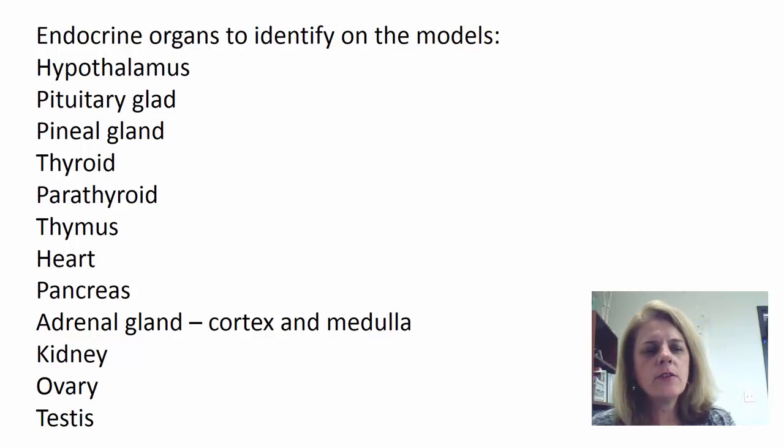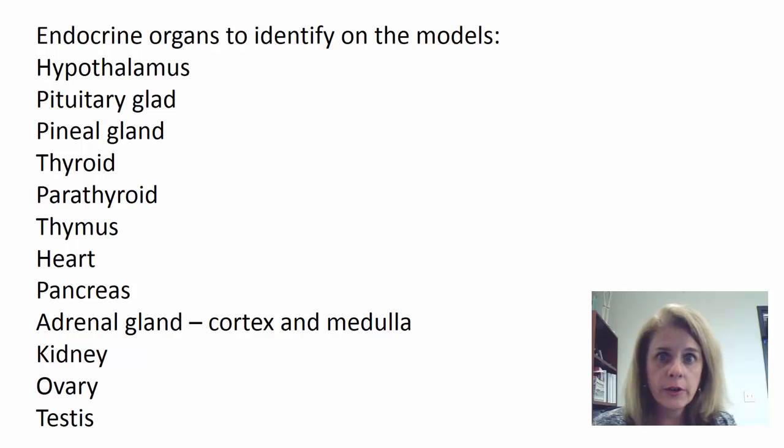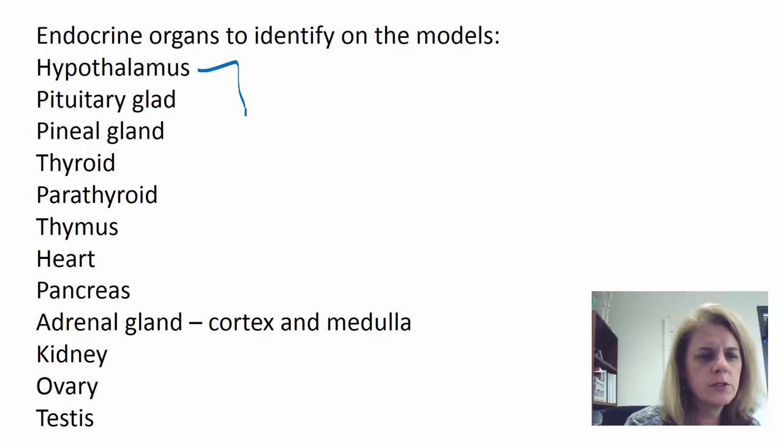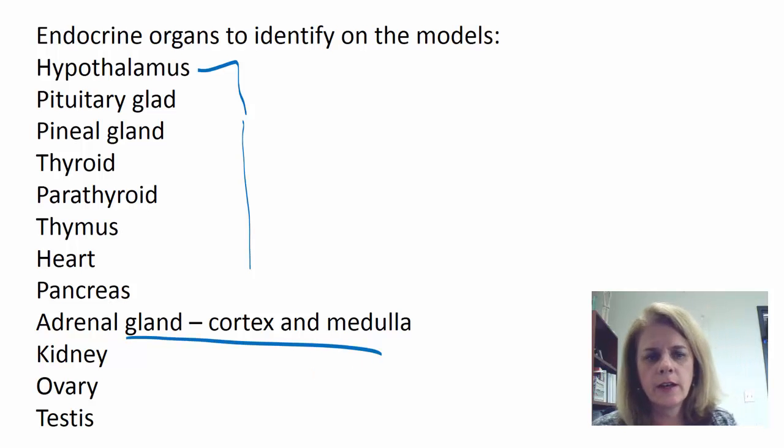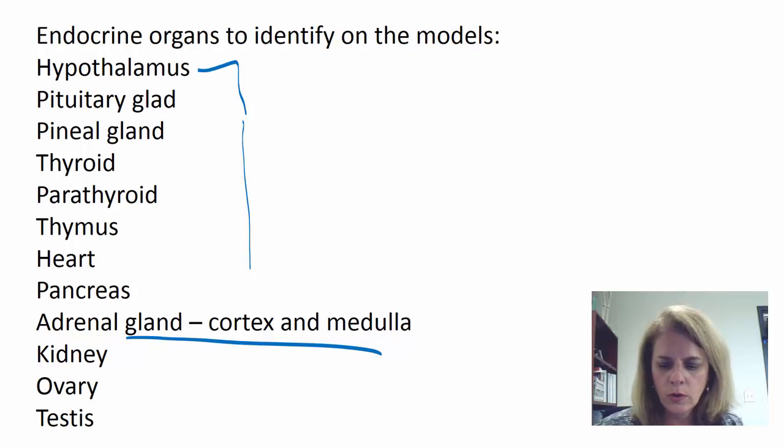Okay, so the endocrine organs that you need to identify on the models are most of the ones that you're learning about. If you're learning about the endocrine system, then we've covered most of these. You're going to learn the hypothalamus, pituitary gland, pineal, thyroid, parathyroid, thymus, heart, pancreas, the adrenal gland, the kidney, ovary, and testes. So you can write these down, and that way you know that these are the organs that I expect you to find on a model.